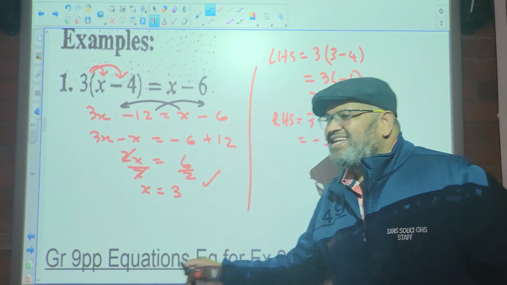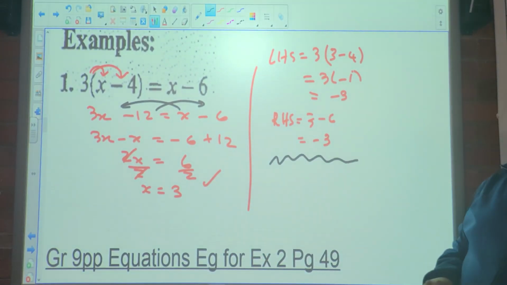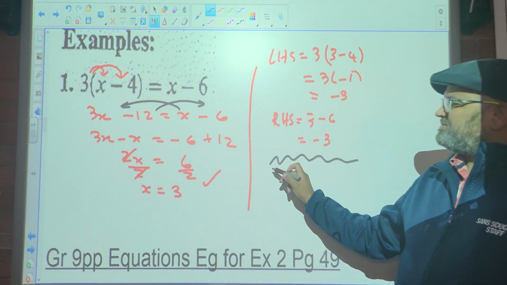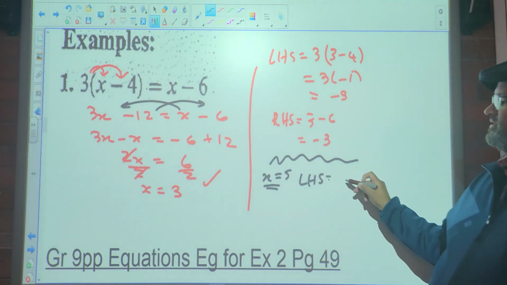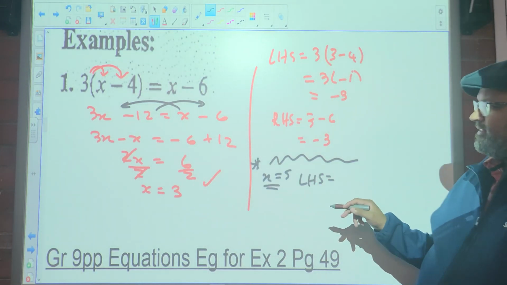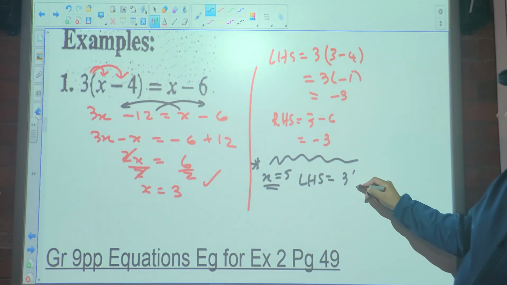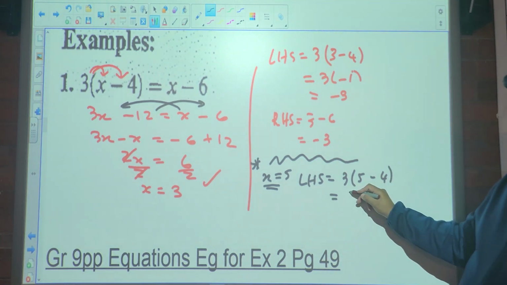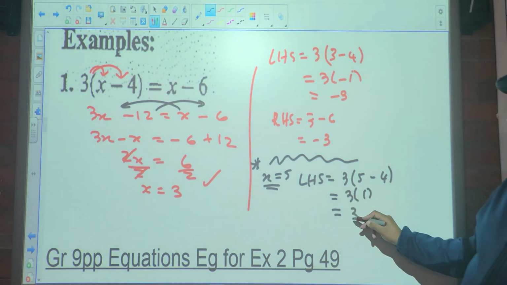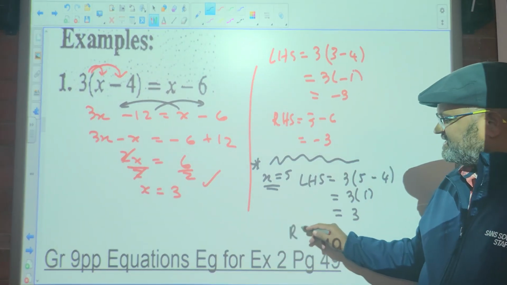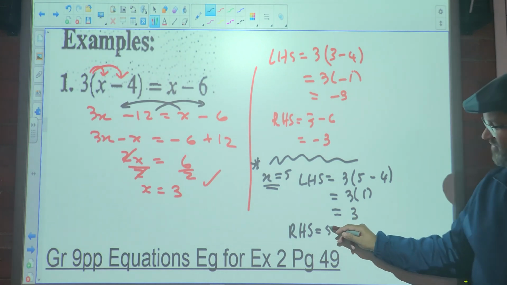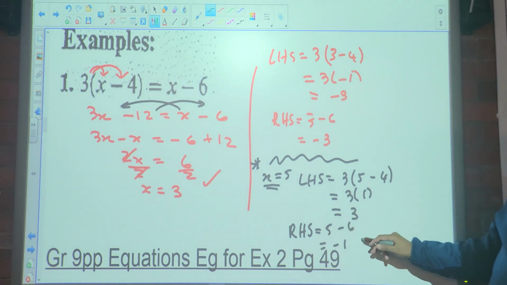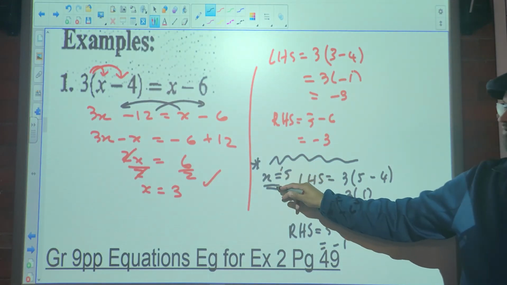If I chose any other value other than 3, you'll see the left hand side won't be equal to the right hand side. Say for argument's sake we made a mistake and we said x was equal to 5. Let's go with the left hand side. If x is equal to 5, it's going to be 3 times 5 minus 4. What's 5 minus 4? 1. 3 times 1 is 3. Let's look at the right hand side. Remember the equation must be balanced if the solution is correct. 5 minus 6 is negative 1. You see, is that equal? So therefore that won't be the solution.